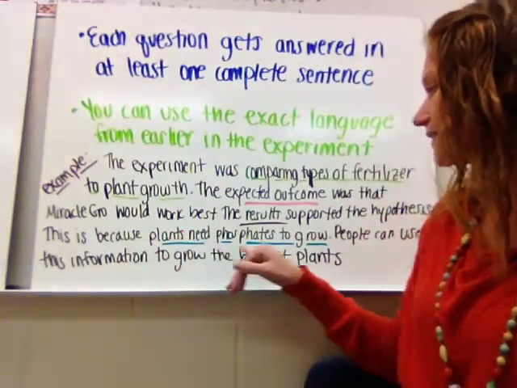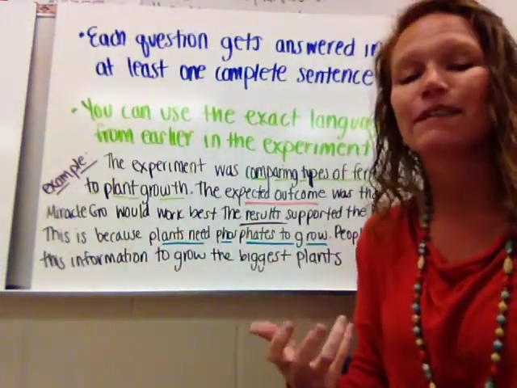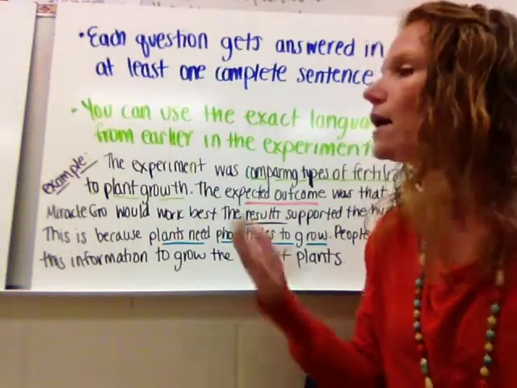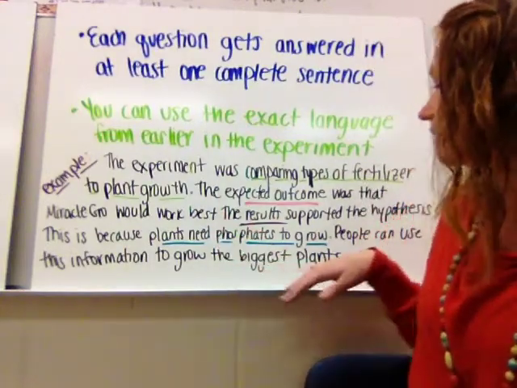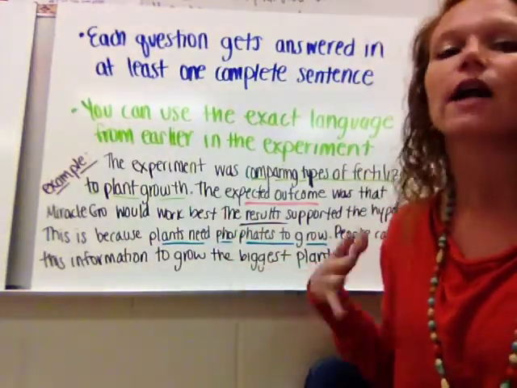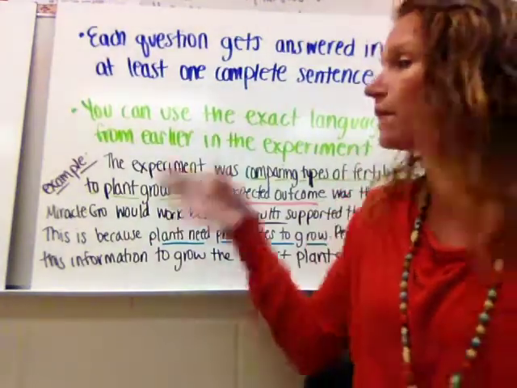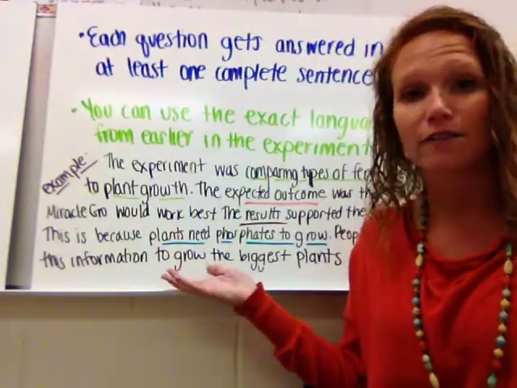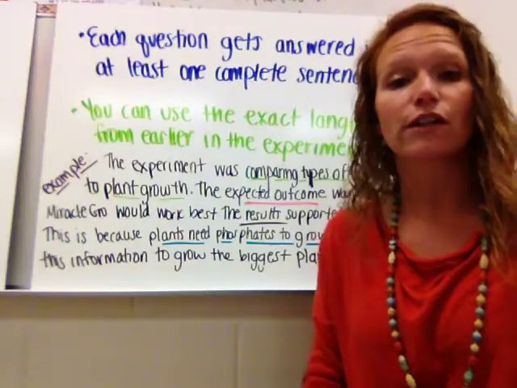This is because plants need phosphates to grow. That might be something in addition to what you knew from the background research. And again, how are people going to use this information? You answer all these questions, it's about 5 sentences long, and it's a really good conclusion.